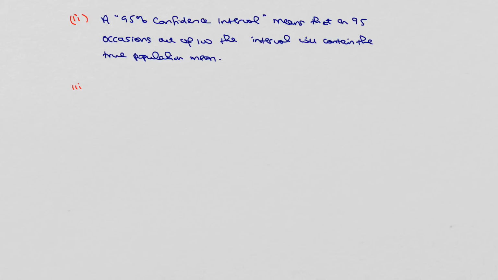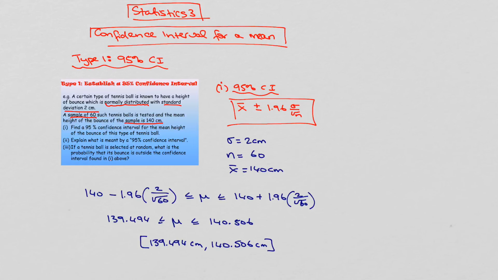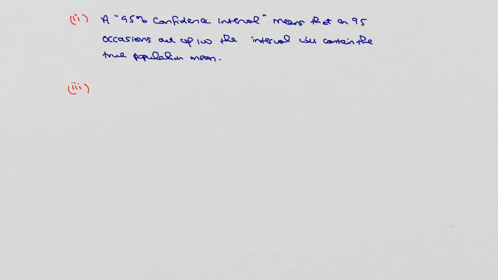Okay, and then part 3, we go back, it says if a tennis ball is selected at random, what's the probability that its bounce lies outside the confidence interval found? Well, we're 95% confident that the true population mean, in other words the height of the bounce, is somewhere between our two values of 139 to 140, but therefore outside of that interval must be the remainder, in other words, 5%. So the probability that the ball lies outside the 95% confidence interval is obviously 5%, in other words, 0.05. Okay.